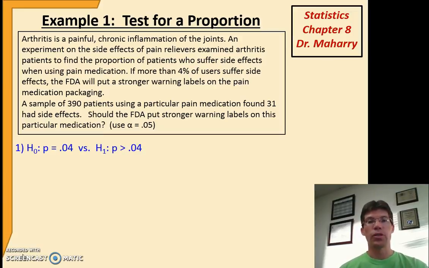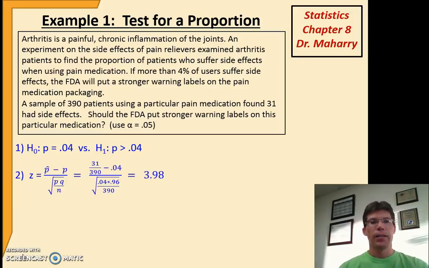So here that 4% is sort of the cutoff or the critical value. The FDA is going to put stronger warning labels if more than 4% suffer side effects. So our alternative, or our research hypothesis here, needs to be p greater than 0.04. Second step, we plug into our test statistic. So we take p hat, 31 out of 390, our sample proportion, minus the 0.04 from the null hypothesis, all over the square root of p times q over n. If we plug that in, we get 3.98.